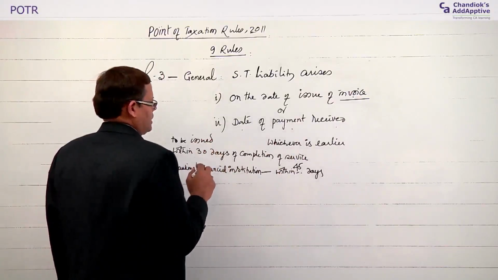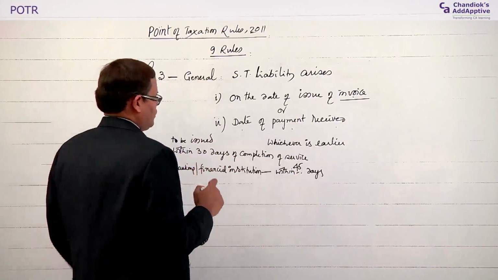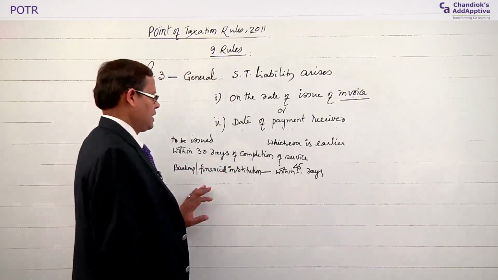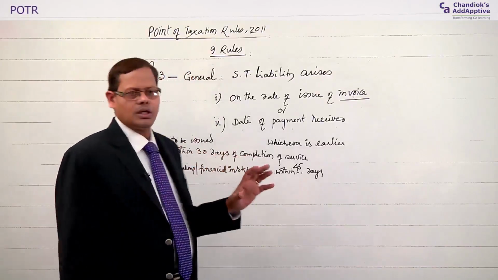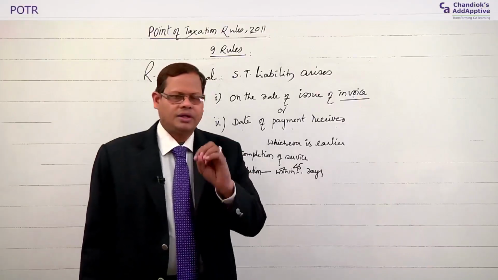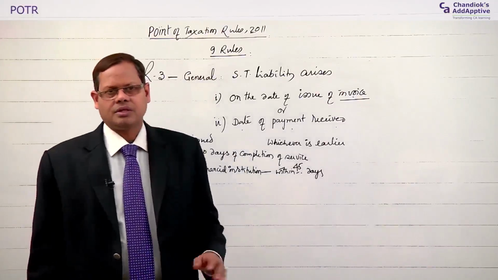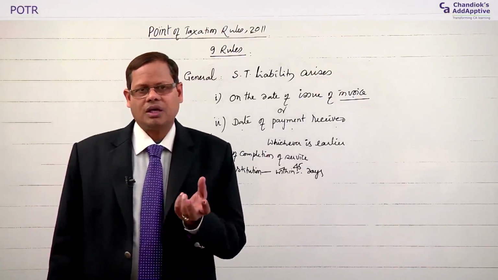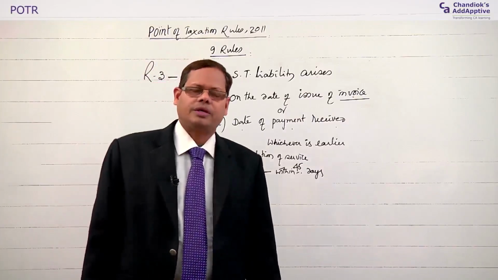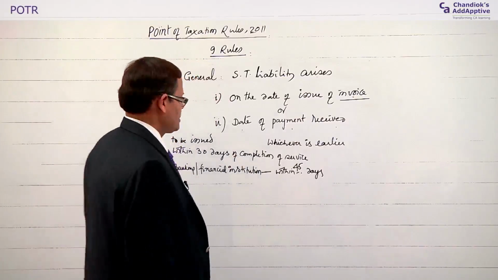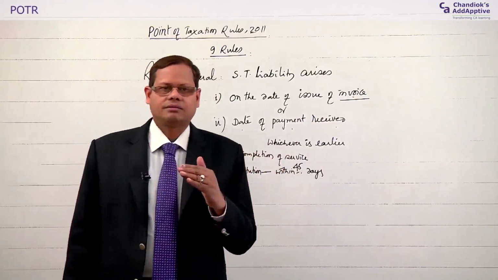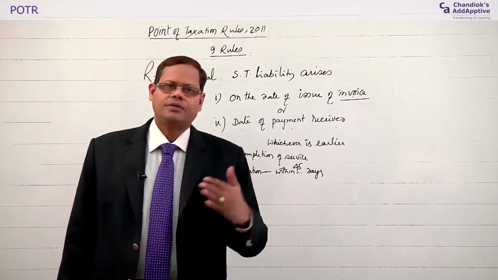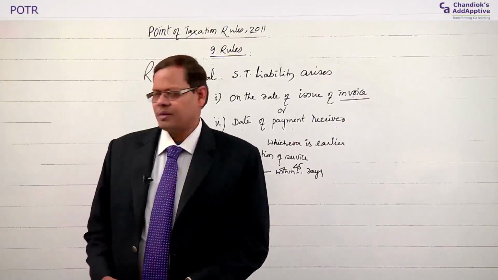But here the rule says, if the invoice is not issued within the stipulated date, then what happens? Obviously, tax liability should arise on the date of completion, because I have completed my service. So on that same day service tax liability should have arisen. But lawmakers were a little liberal. There is some grace period. They say, we will wait till you issue the invoice. Till the date of issuing the invoice, service tax liability doesn't arise.